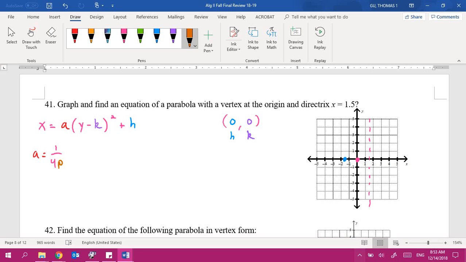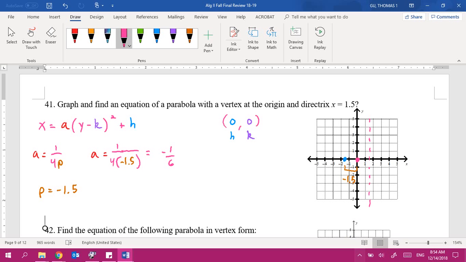That's right. So from the vertex to the focus, how much did I move? Negative 1.5. That's right. So p is negative 1.5, because it's from the vertex to the focus. We move to the left 1.5, which means negative 1.5. So now I can find my a by plugging in that negative 1.5 into the a equation. So a equals 1 over 4 times negative 1.5, which is going to equal negative 1 over 6.